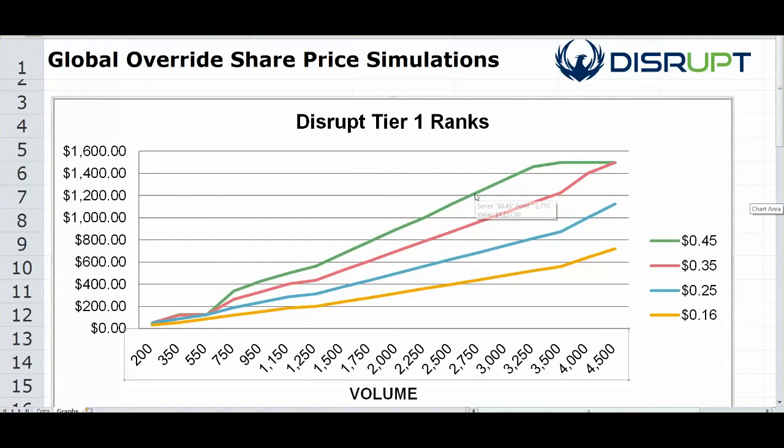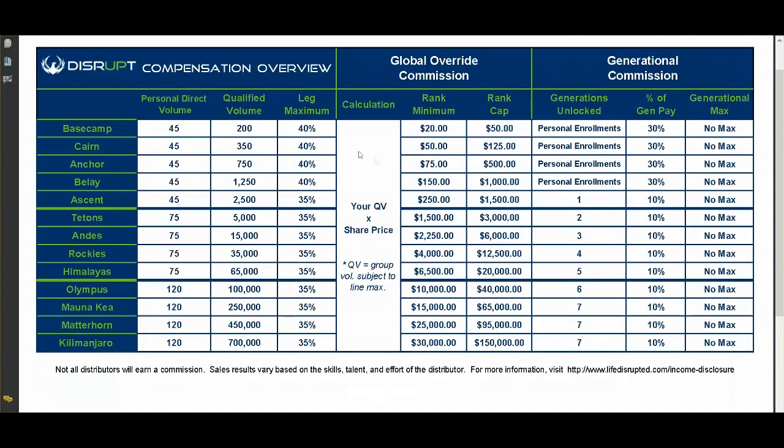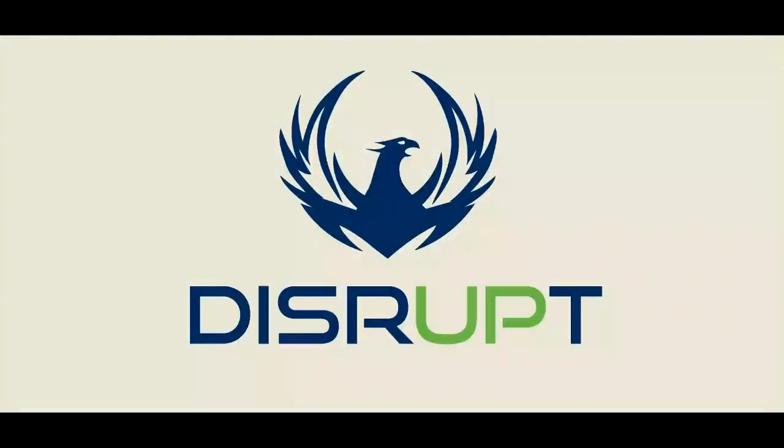And while you're doing it, let's hope that everybody's doing it in Asia and in Latin America and in Canada and someday in Europe. Let's hope that everybody is driving sales, because as they do, the share price is going to go up. That may be more detail than you wanted, but I really wanted it to be clear to everybody what this new chart does and why share price is so important. And in the future, we'll generate some cool visuals on the generational commission. But I really wanted to explain the global override commission and what happens to your qualified volume when you multiply it by share price and what that means for everybody.